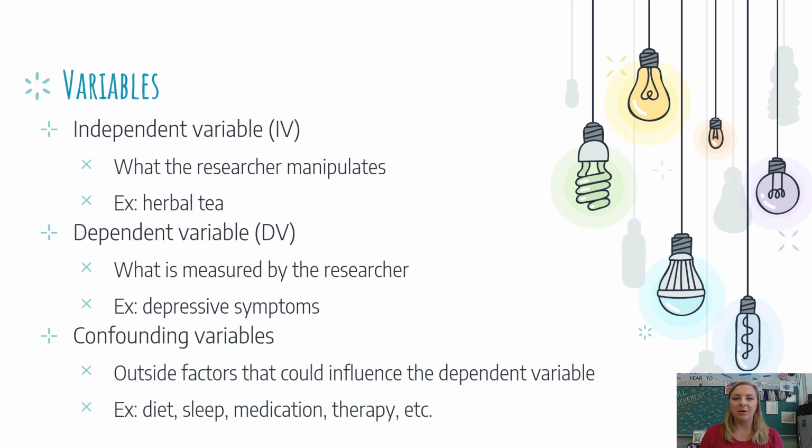The next part of our experimental research is going to be to determine the variables. These variables are going to come directly from our hypothesis. So these are the things that we are actually testing. An independent variable, or IV, is going to be what the researcher manipulates. My way to remember this is the letter I at the beginning. I change something. So independent variable is what I change. So in this case, we are changing whether or not someone drinks herbal tea. So our independent variable is if they drink the herbal tea or not.